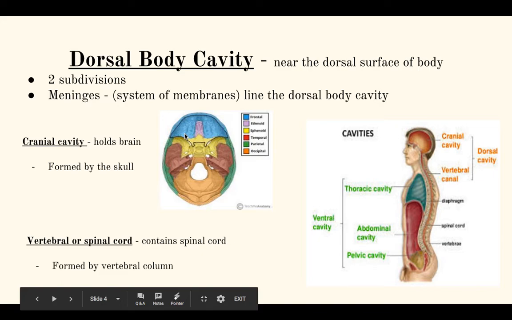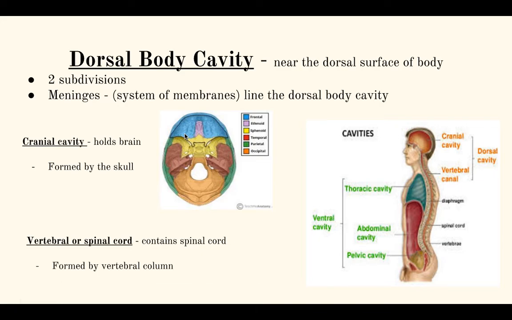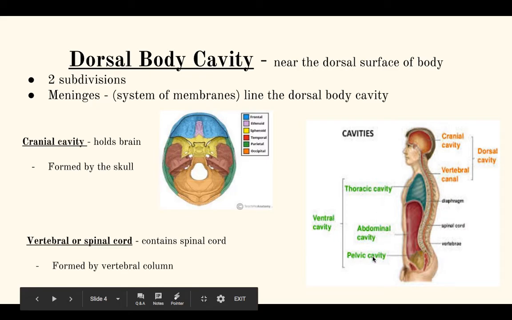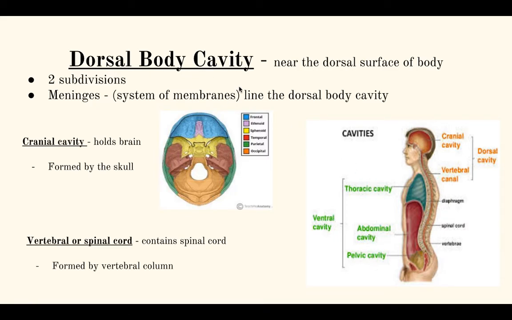Now for the body cavities. There are several body cavities that we need to know. The first one we're going to focus on is the dorsal cavity. Then we have the ventral cavity, which is composed of several cavities as well. All right, so let's look at the dorsal body cavity first.